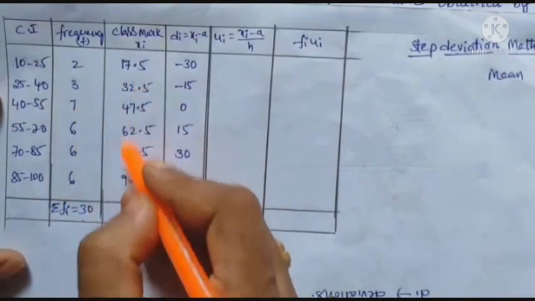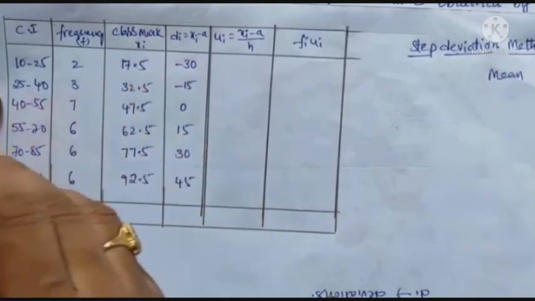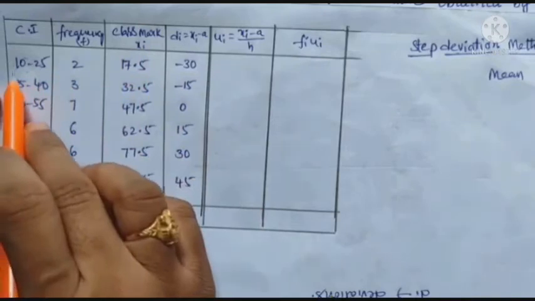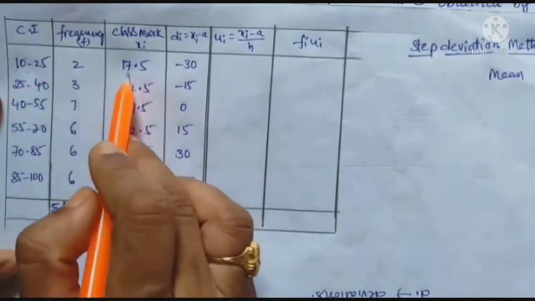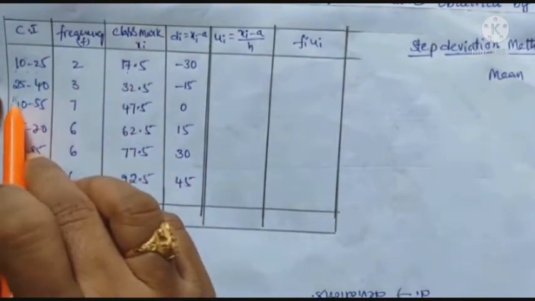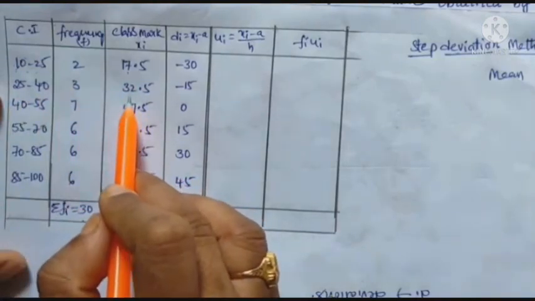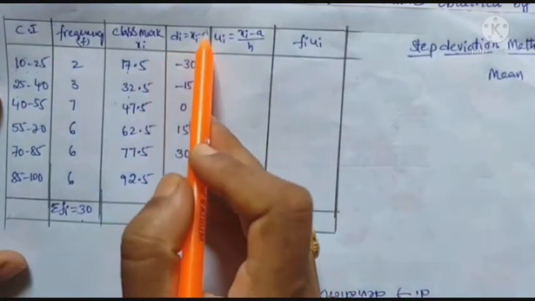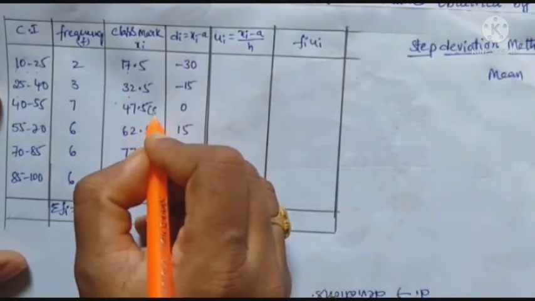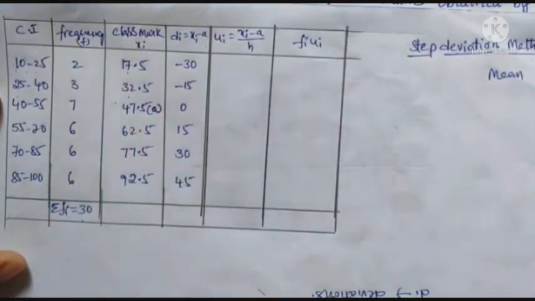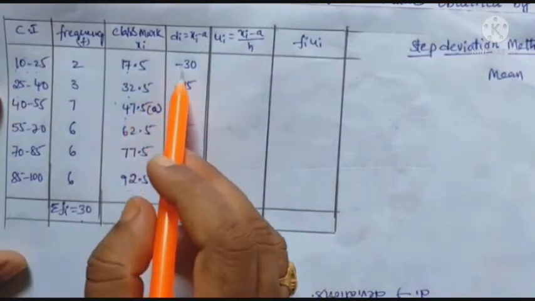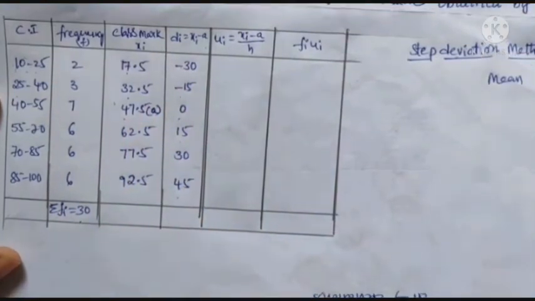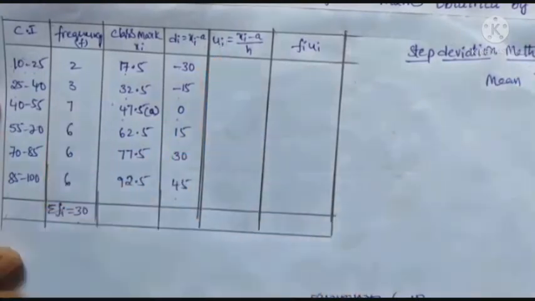We have already learned how to calculate the class mark of a class interval. This class interval's class mark is 17.5. Next, this class interval's class mark is 32.5, and so on. Next, di is equal to xi minus a. Here, the a value is 47.5. So, the di values are minus 30, minus 15, 0, 15, 30, 45. Here, we have to find ui.